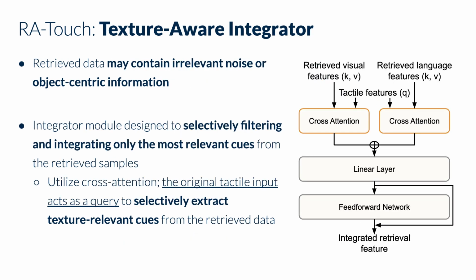Finally, our second key component, the texture-aware integrator, effectively integrates this external knowledge. Retrieved data can contain irrelevant noise, so simple fusion is suboptimal. To address this, our integrator uses a cross-attention mechanism, where the original tactile input acts as a query to selectively extract only texture-relevant information from the retrieved samples. This process provides a clean, texture-focused representation to the language model, ensuring a more accurate and nuanced final output.